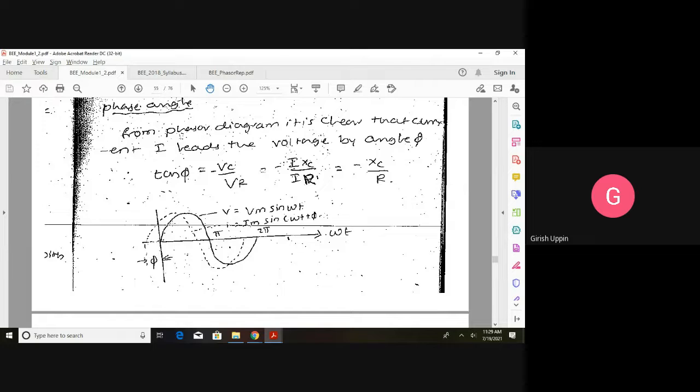Now, how to represent the voltage? It starts from 0, V is equal to Vm sin omega t, and the current starts an angle phi earlier, that is, it leads. I is equal to Im sin omega t plus phi. So it will start somewhere here. If you trace it back, this angle is nothing but the phi. So the current is leading the voltage. Even before the voltage starts, the current will be starting by an angle phi.